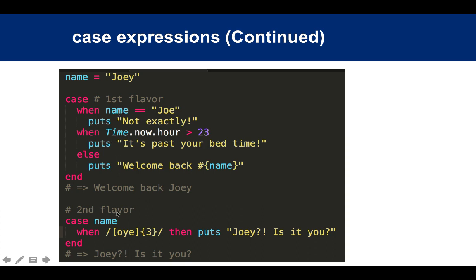Whereas in the second flavor, you specify a variable that you're trying to case against right next to the case, and then your when clauses become very efficient in that you don't have to specify what you're trying to match against, because it knows, because you specified that in the case. And you could say when this regular expression matches the target, then do something. In this case, you print something.